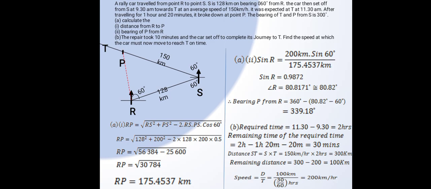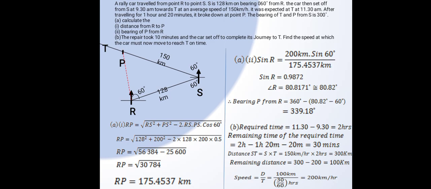and see how you can calculate the bearing of P from R. You can see I've indicated. Now you can calculate that bearing using the sine rule. If we take 200 kilometers sine 60 over 175.4537 kilometers, we get 80.82 degrees. Now look at where P is.